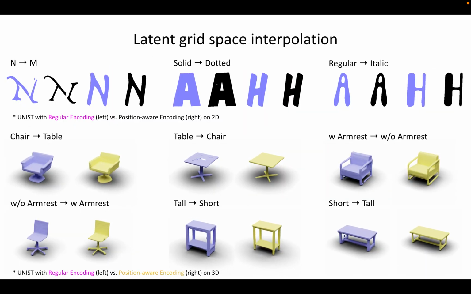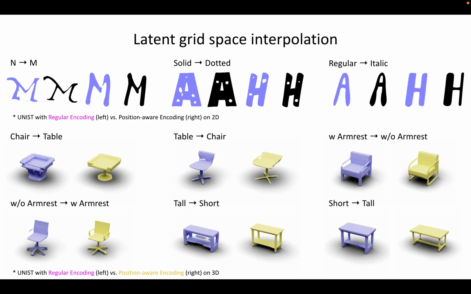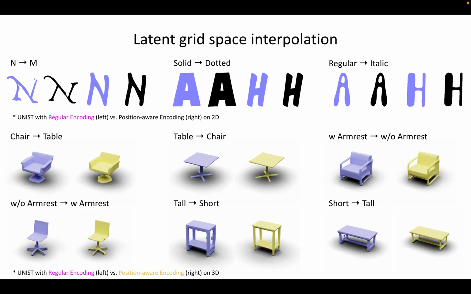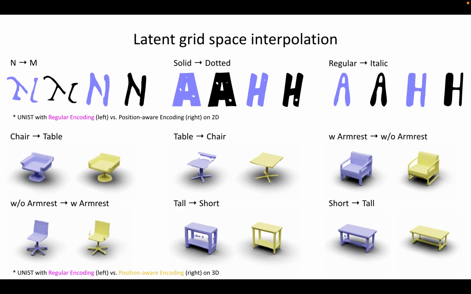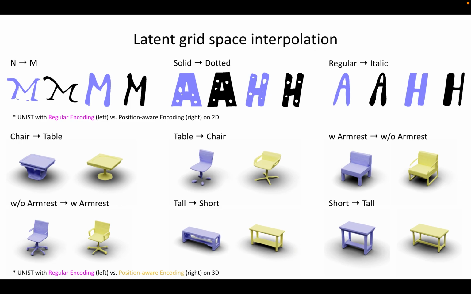Finally, we show the latent space interpolation of UNIST with and without using position-aware encoding. While UNIST with regular encoding generates clean shapes during interpolation due to the inherent nature of the implicit representation, adding position awareness leads to more natural shape translation with better preservation of spatial features and fine local details.